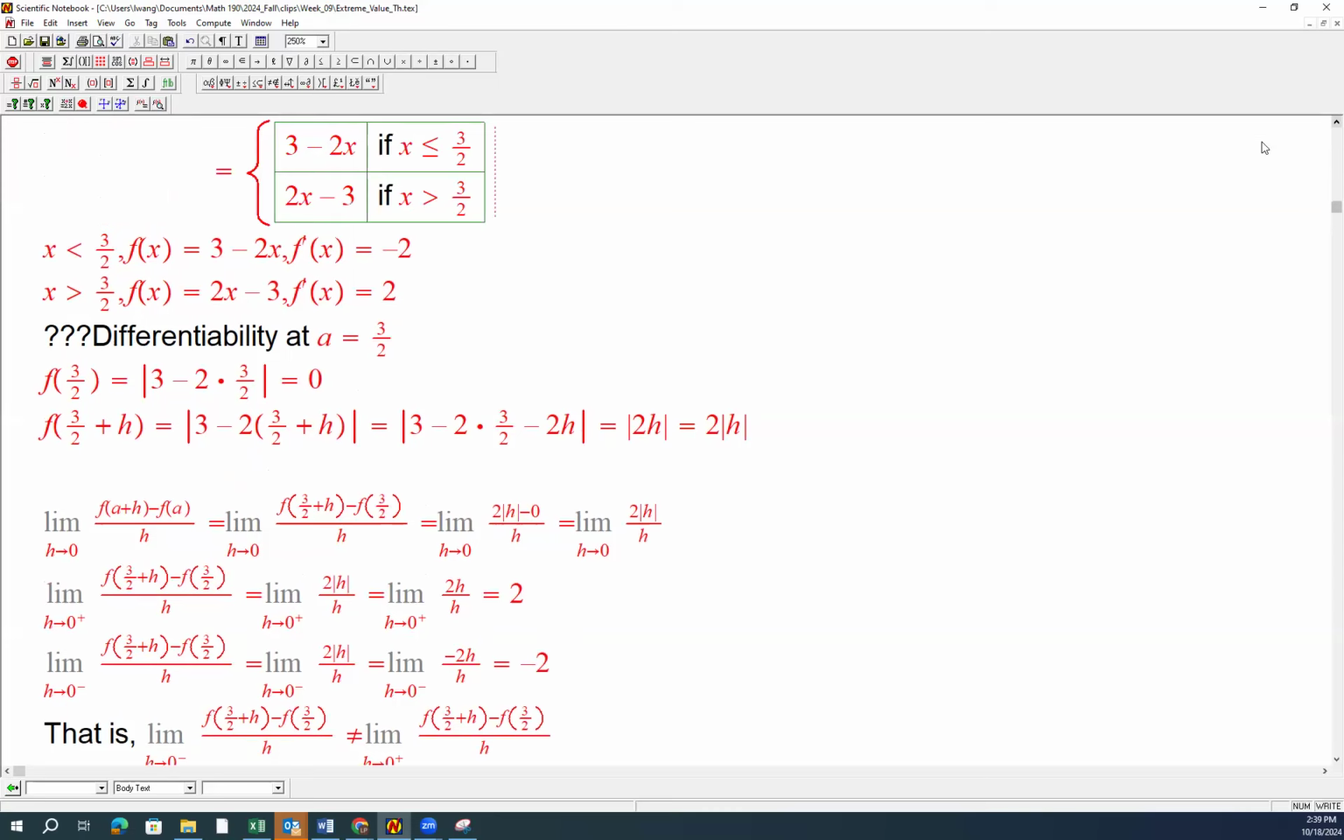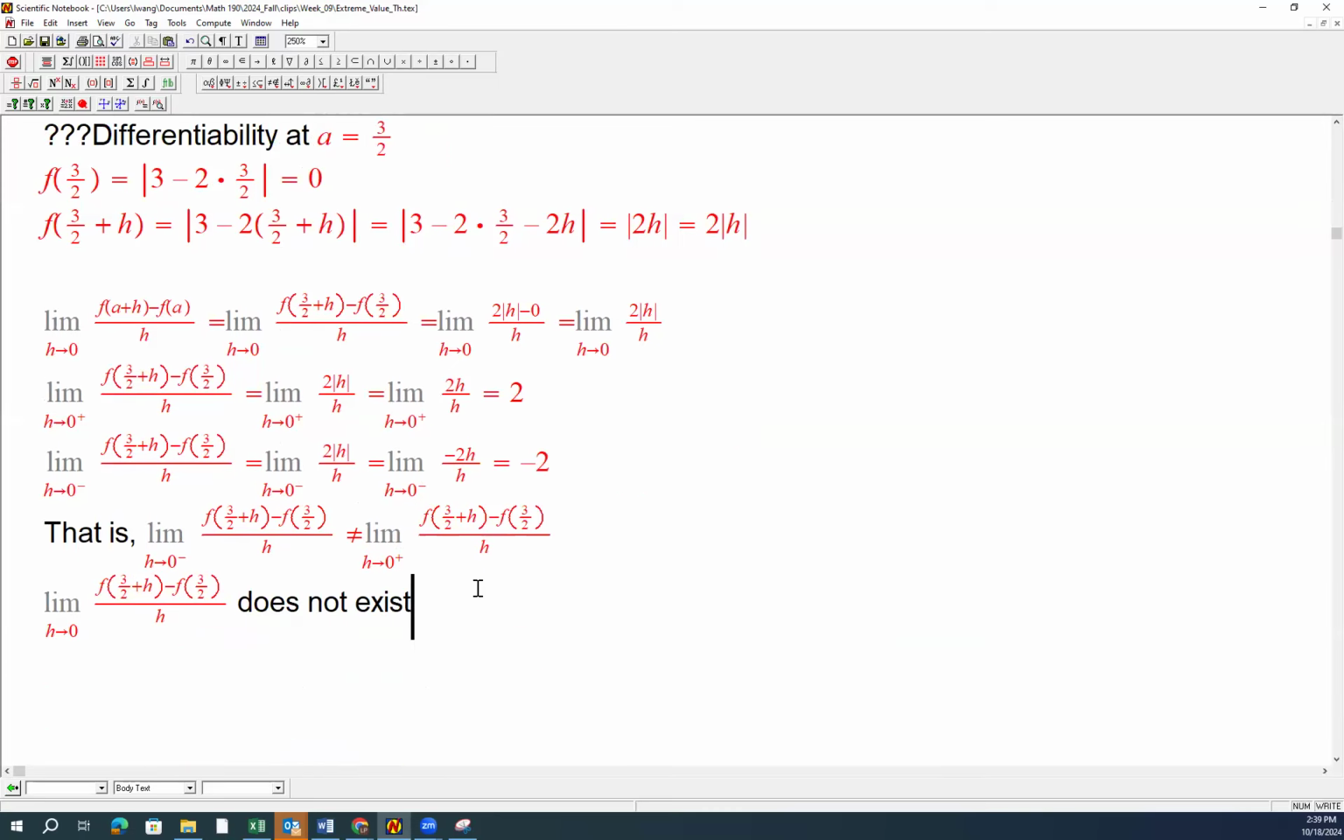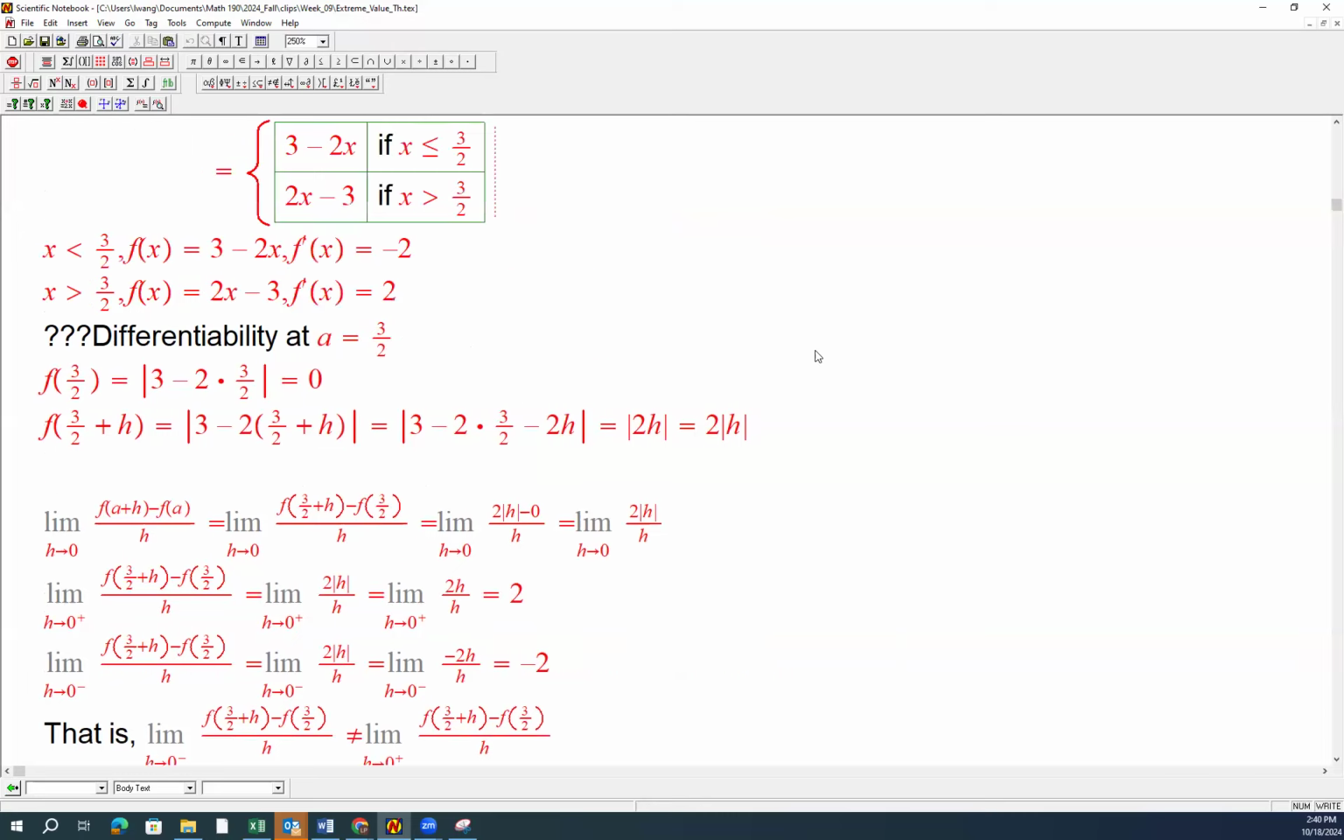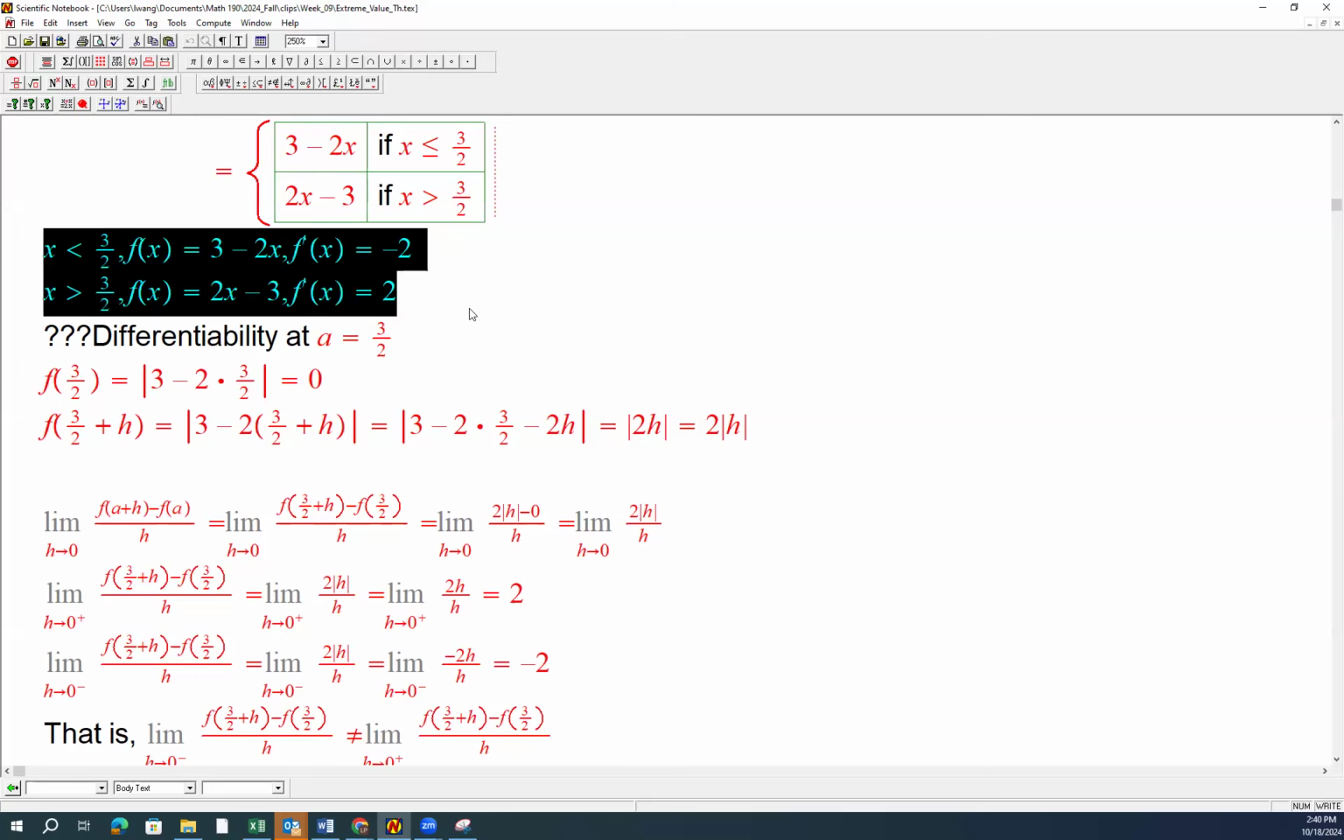So now let's look at the whole picture. At 3/2, not differentiable. Okay, so let's draw the conclusion. So f is not differentiable at 3/2, but it is differentiable everywhere else. And we already found the derivative. You see, we already found the derivative.